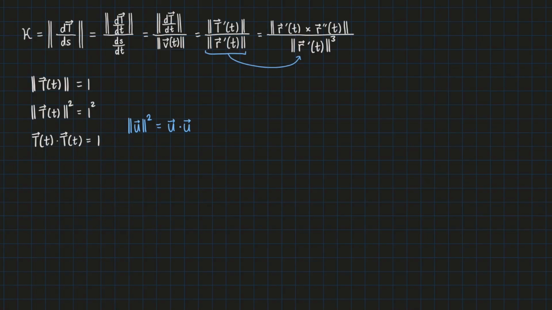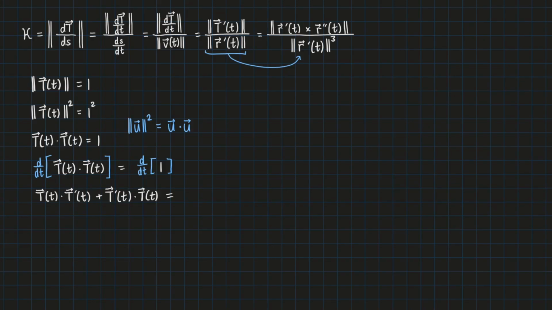Let's take the derivative of both sides. On the left side, we have the derivative of a dot product. This is the first vector dotted with the derivative of the second vector, added with the derivative of the first vector dotted with the second vector. And then on the right side, the derivative of a constant is just 0. The dot product is commutative, so T prime dot T is the same thing as T dot T prime. We can rewrite this whole left side as 2 times T dot T prime.